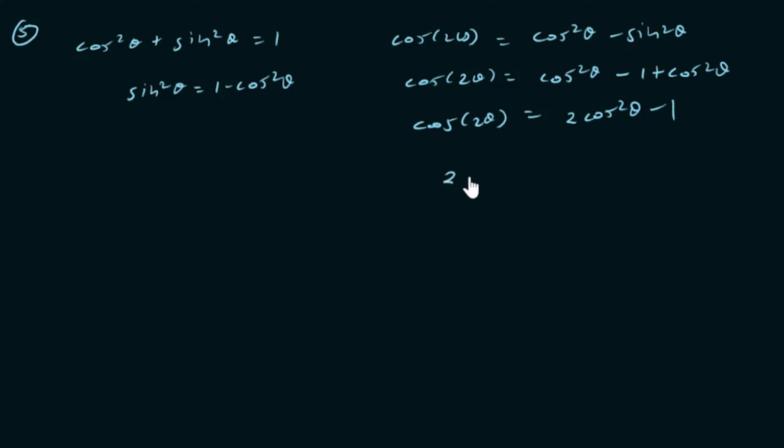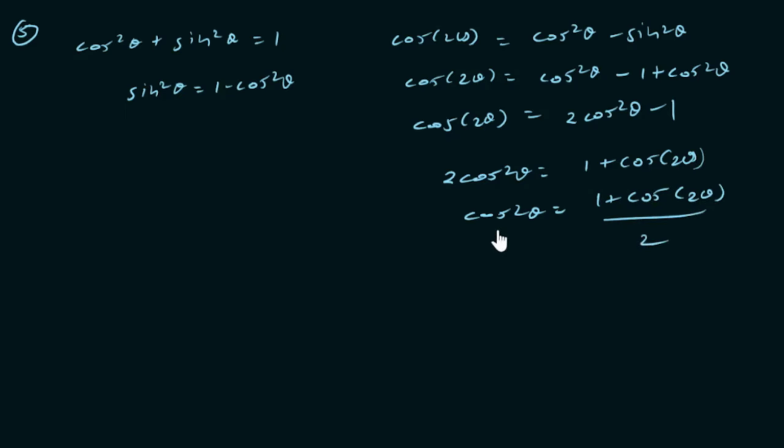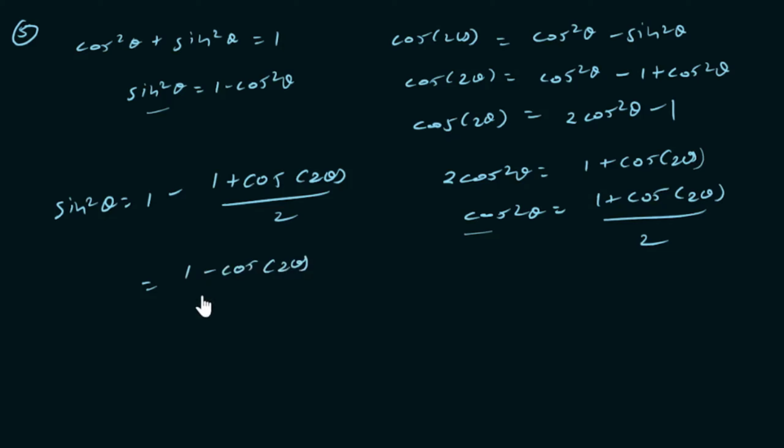So 2 cos square theta is 1 plus cos 2 theta. So you will get cos square theta equals 1 plus cos 2 theta divided by 2. If we put this value of cos square theta in this equation, we will get sin square theta as 1 minus 1 plus cos 2 theta divided by 2. So you will get 1 minus cos 2 theta divided by 2. This is sin square theta.